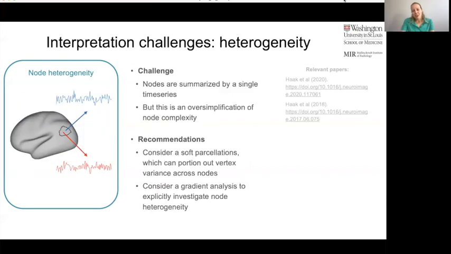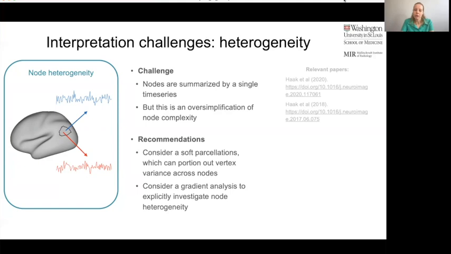The second interpretation challenge that I want to talk about is node heterogeneity. And here, when we do network neuroscience analysis, virtually in all possible analyses, we define a single time series for each node. So we represent each node as a single averaged or otherwise regressed time series. However, this is highly likely an oversimplification of the complexity. And so there might be inhomogeneity or heterogeneity within the node.